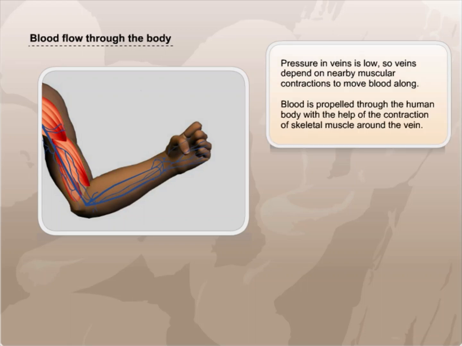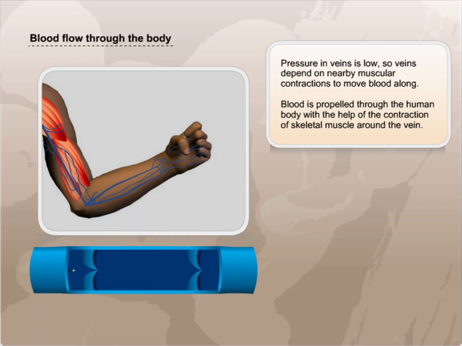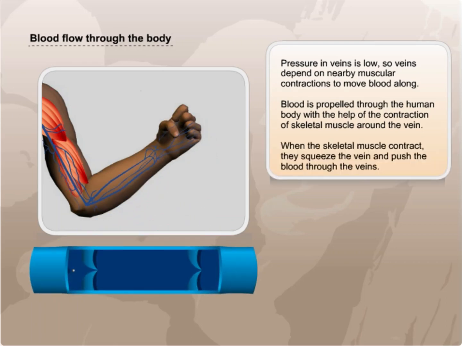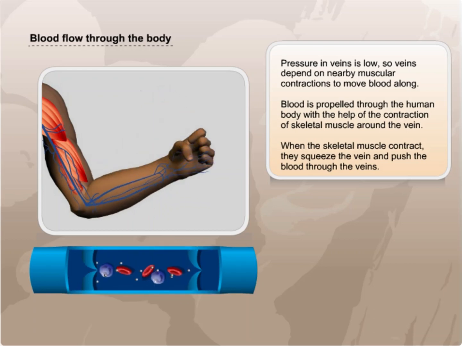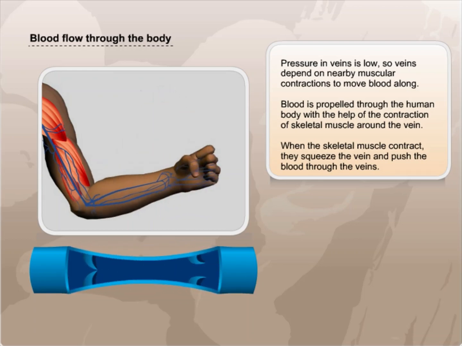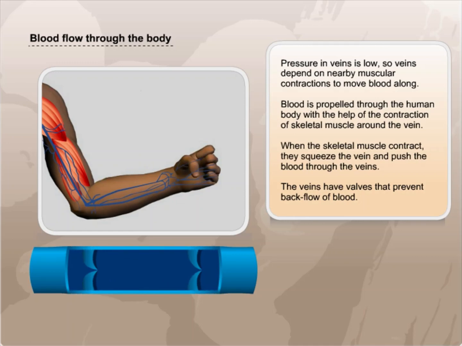Blood is propelled through the human body with the help of the contraction of skeletal muscle around the vein. When the skeletal muscle contracts, it squeezes the vein and pushes the blood through the veins. Apart from that, the veins have valves that prevent backflow of blood.